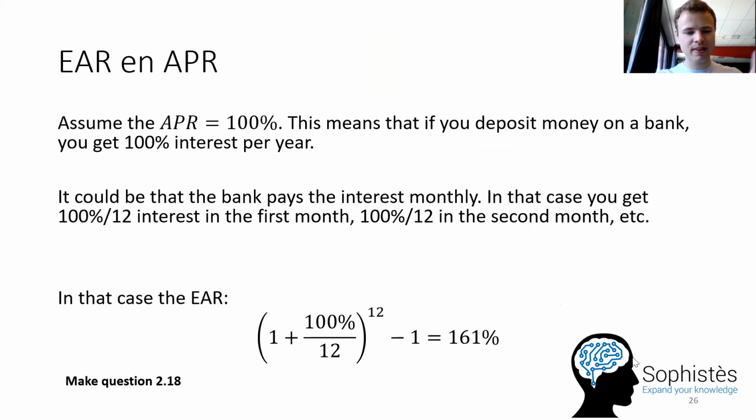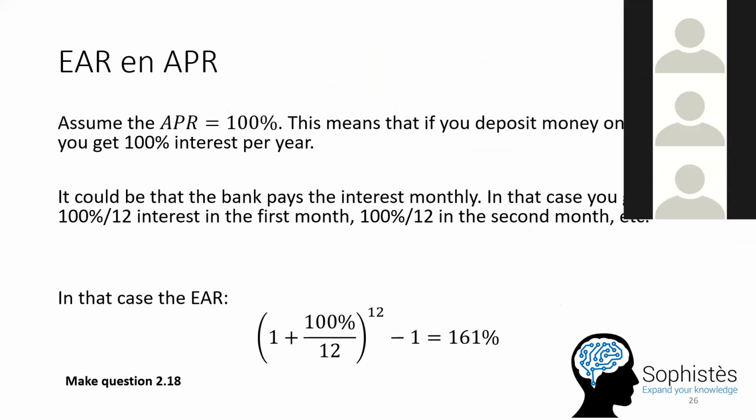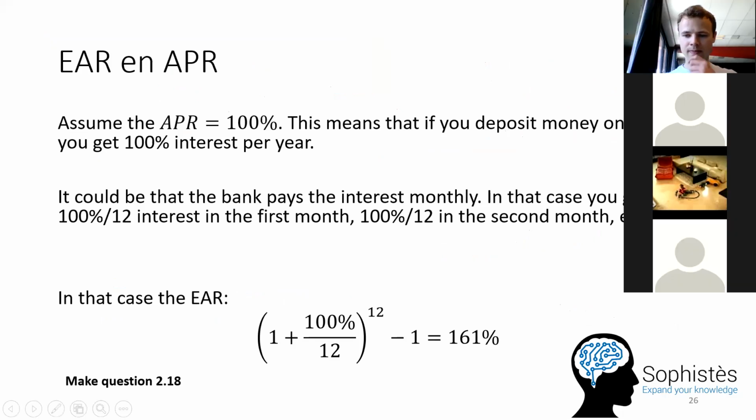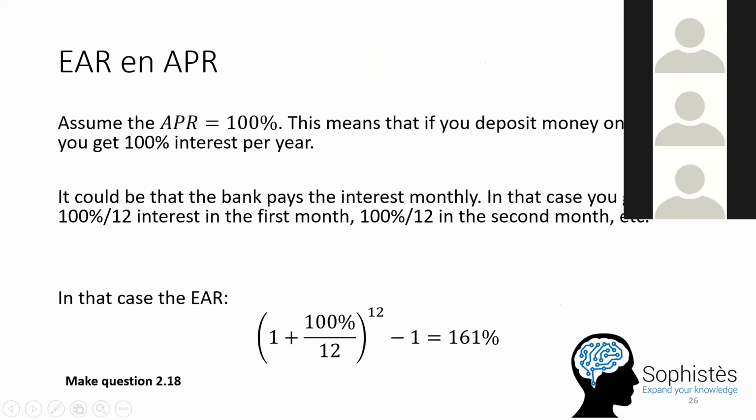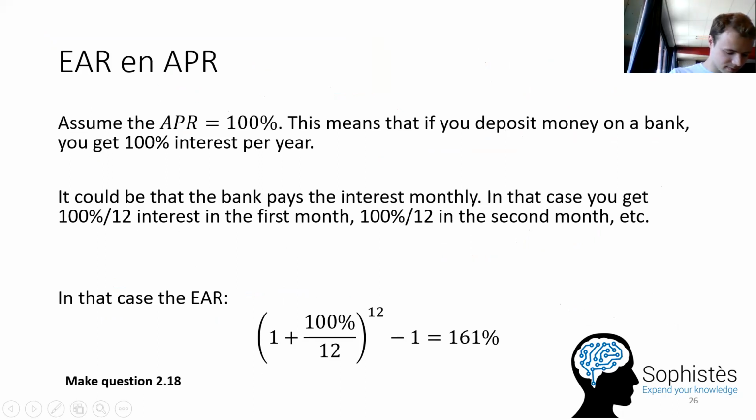Here are some examples. Timmy, could you maybe send a picture in the WhatsApp group about question 2.80? So 2.80. Really?